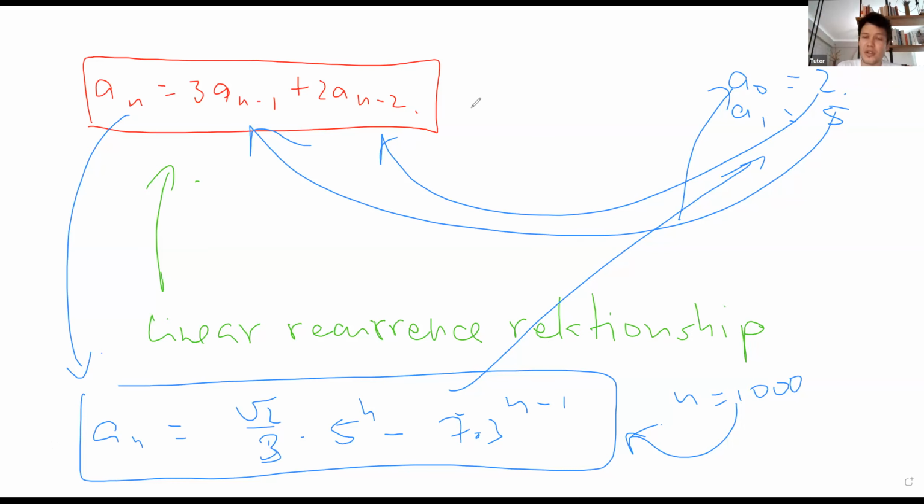Now, where do these linear recurrences show up? It turns out that oftentimes when you get a problem, you might not even get this equation here. You might get a problem which, when you solve it, you're going to get an equation like this, and then you're going to have to solve this equation. So let me motivate this a little bit.